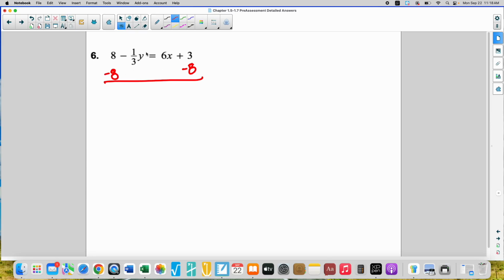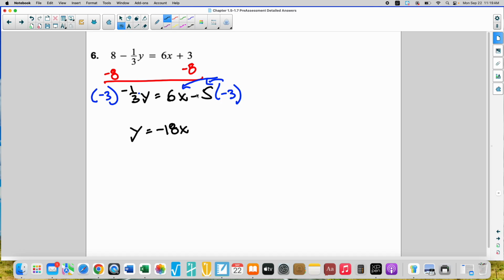Isolating for y, let's subtract the 8. I'm going to match it up. Minus 1/3 y equals 6x minus 5. Now this is a fraction that is multiplying. The inverse of multiplying by negative 1/3 is definitely dividing by negative 1/3, but I don't want to do all that yucky work. The other inverse of multiplication is multiplying by the reciprocal, which is negative 3. When I multiply one side, I have to multiply everything on that side. So y equals negative 3 times 6x, which is negative 18x. Negative 3 times negative 5 is positive 15.